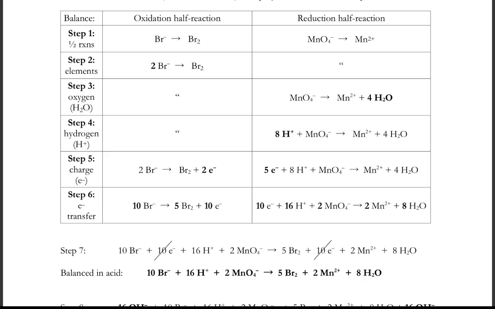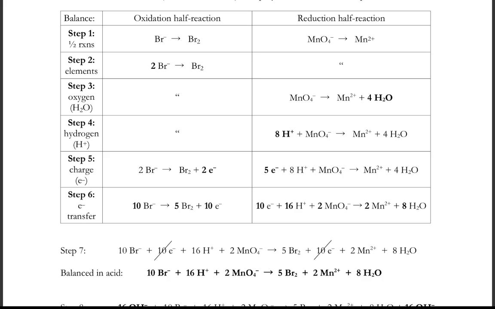Step 6 is we make the electrons balanced. So we have 2 electrons involved in the bromine half reaction, step 5. We have 5 electrons involved in the manganese half reaction, step 5. So we multiply each half reaction by 5 to make for 10 electrons on each side. So we have 10 Br minus yields 5 Br2 plus 10 electrons for step 6 for the bromine half reaction.